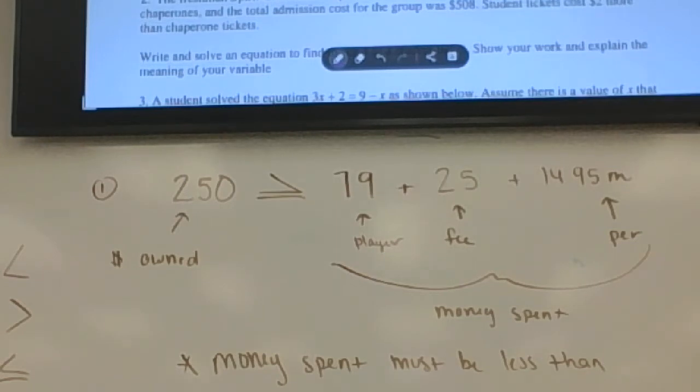Can the 250 go on the right side and then the equation on the left side? Yes. So that is another correct way to write this. Is this how all of you had it written? Both are good.